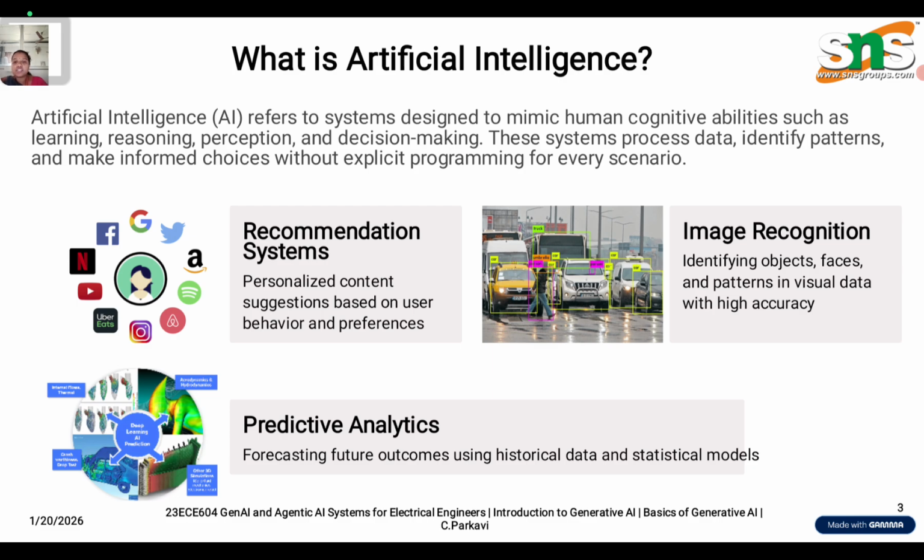Artificial intelligence refers to a system designed to mimic human cognitive abilities such as learning, reasoning, perception, and decision making. These systems process data, identify patterns, and make informed choices without explicit programming for every scenario. Recommendation systems: personalized content suggestions based on user behavior and preferences. Image recognition: identifying objects, faces, and patterns in visual data with high accuracy. Predictive analytics: forecasting future outcomes using historical data and statistical models.